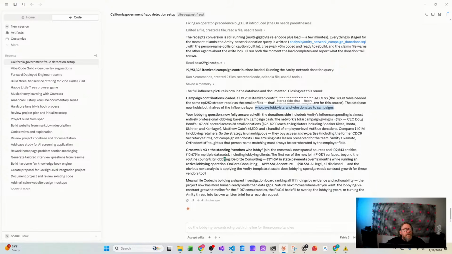Beyond the routine county and city lobbying, Deloitte Consulting received $311 million in state payments over 12 months while running an active lobbying operation. Encore Consulting, Accenture, all wonderful organizations, I'm sure. All legal, all disclosed, technically legal. Ethical? Who knows?